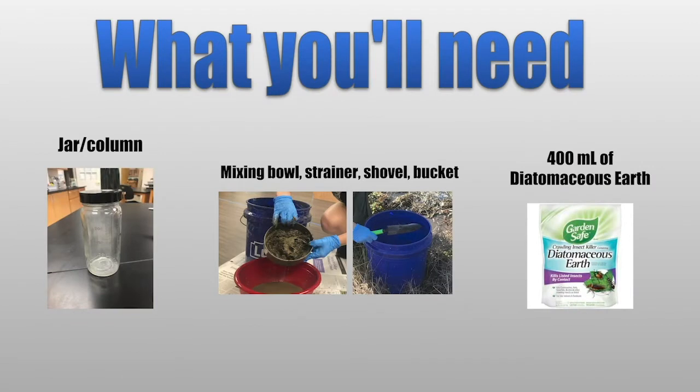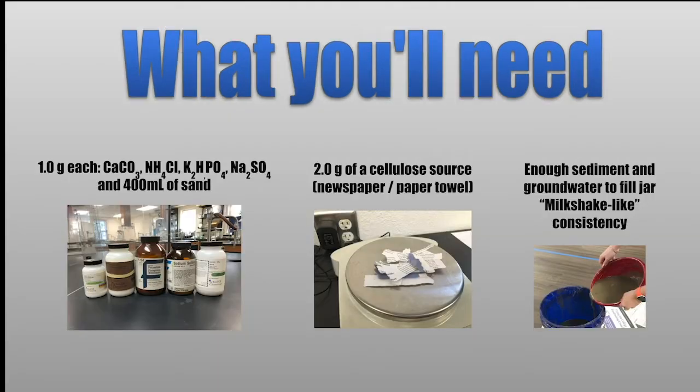Now it's time to make a Winogradsky column. What you'll need to begin this experiment is a jar or column, a mixing bowl, a strainer, a shovel, a bucket, 400 milliliters of diatomaceous earth, 1 gram each of calcium carbonate, ammonium chloride, potassium phosphate, and sodium sulfate, 400 milliliters of sand, 2 grams of a cellulose source, you could use newspaper or paper towels, and sediment and groundwater, and you'll need enough to fill the jar with a milkshake-like consistency.